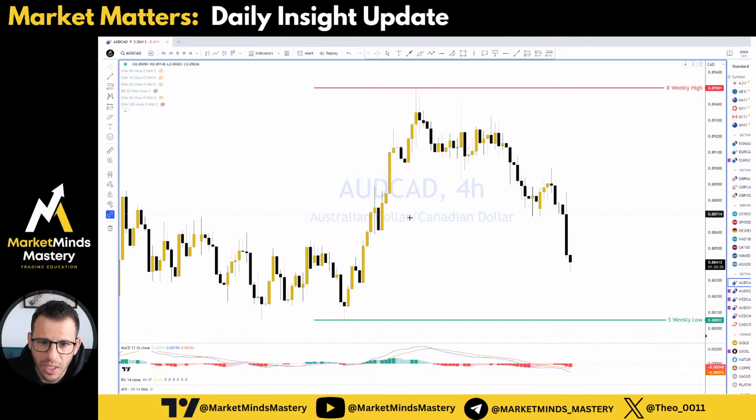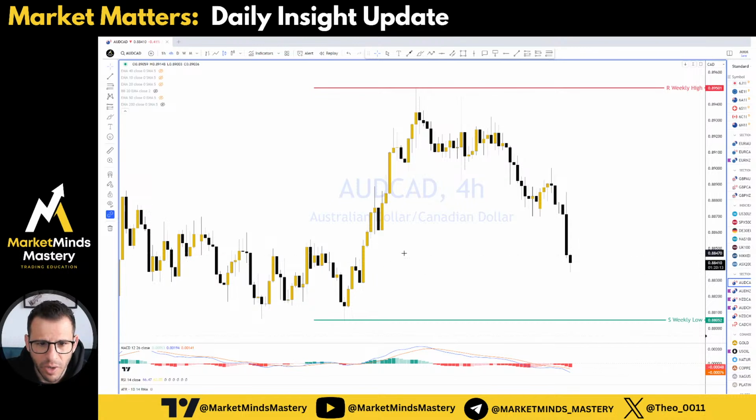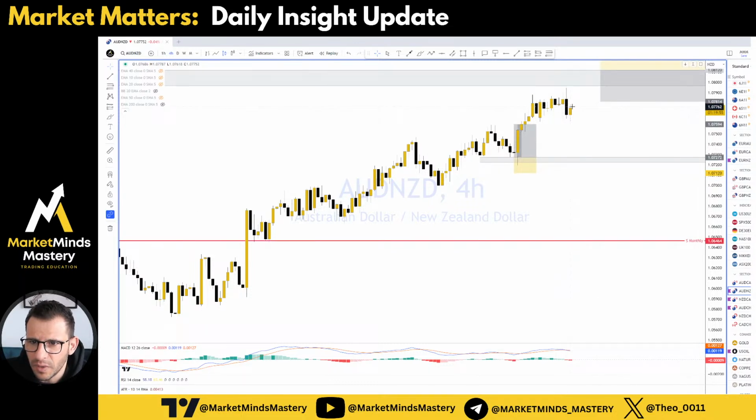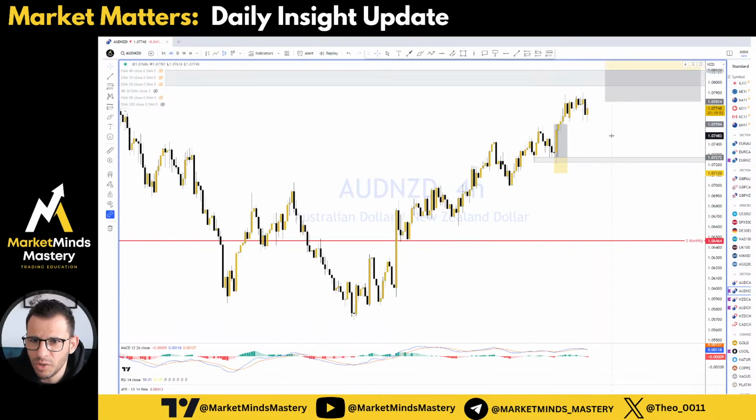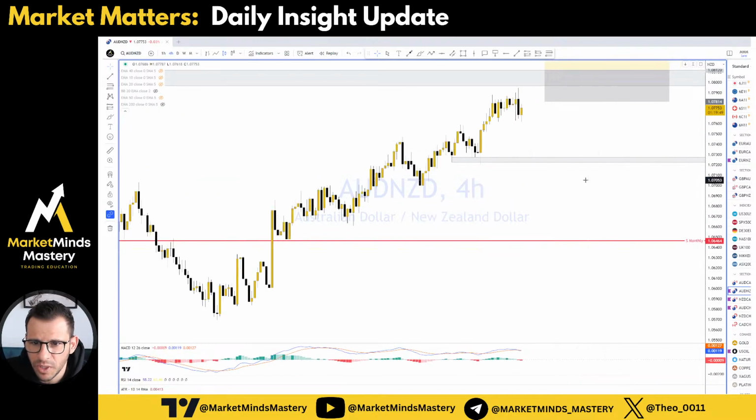Australian dollar Canadian dollar, 4-hour chart. The Australian dollar has generally experienced some weakness, so on the 4-hour chart we might see some kind of bounce on this one, because price enters into this bullish engulfing order block. But again, I don't just trade bullish engulfing order blocks, I want them to be around support. Australian dollar Kiwi, I'm looking for the price to move a bit higher into this area to look for some short positions.